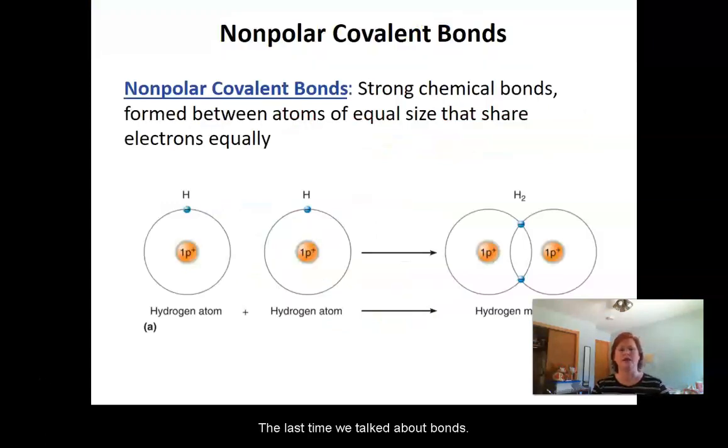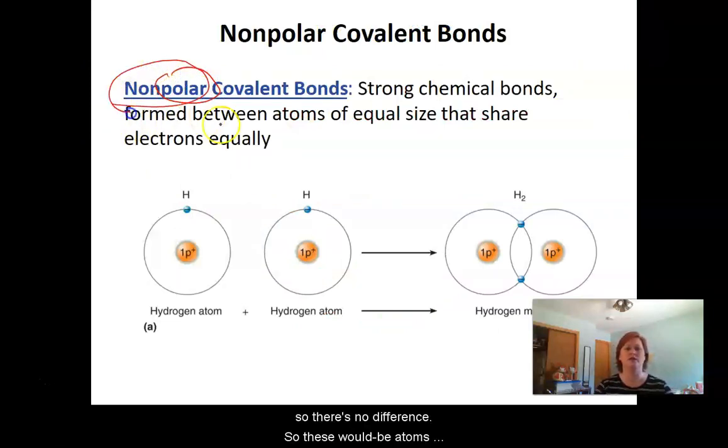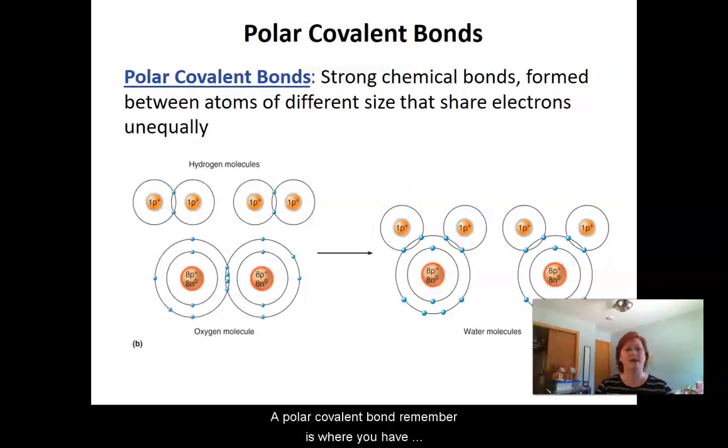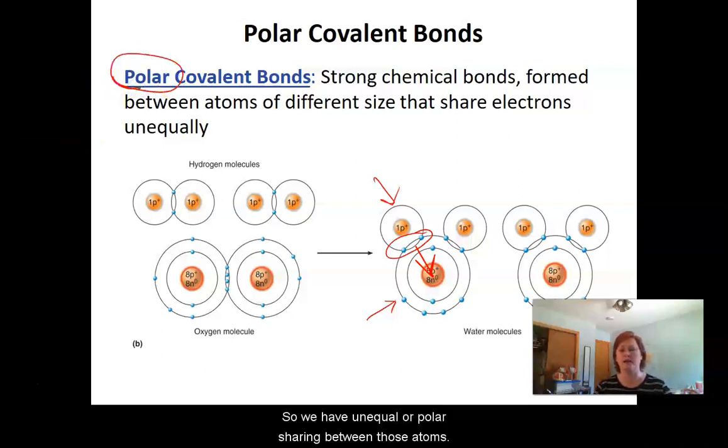All right, the last time we talked about bonds, so we had non-polar covalent bonds. Remember, polar means a difference, so there's no difference. So these would be atoms that are identical, sharing a pair of electrons equally. A polar covalent bond, then, remember, is where you have maybe a bigger atom and a smaller atom sharing a pair of electrons. So the electrons get hogged by the larger atom. So we have unequal or polar sharing between those atoms.